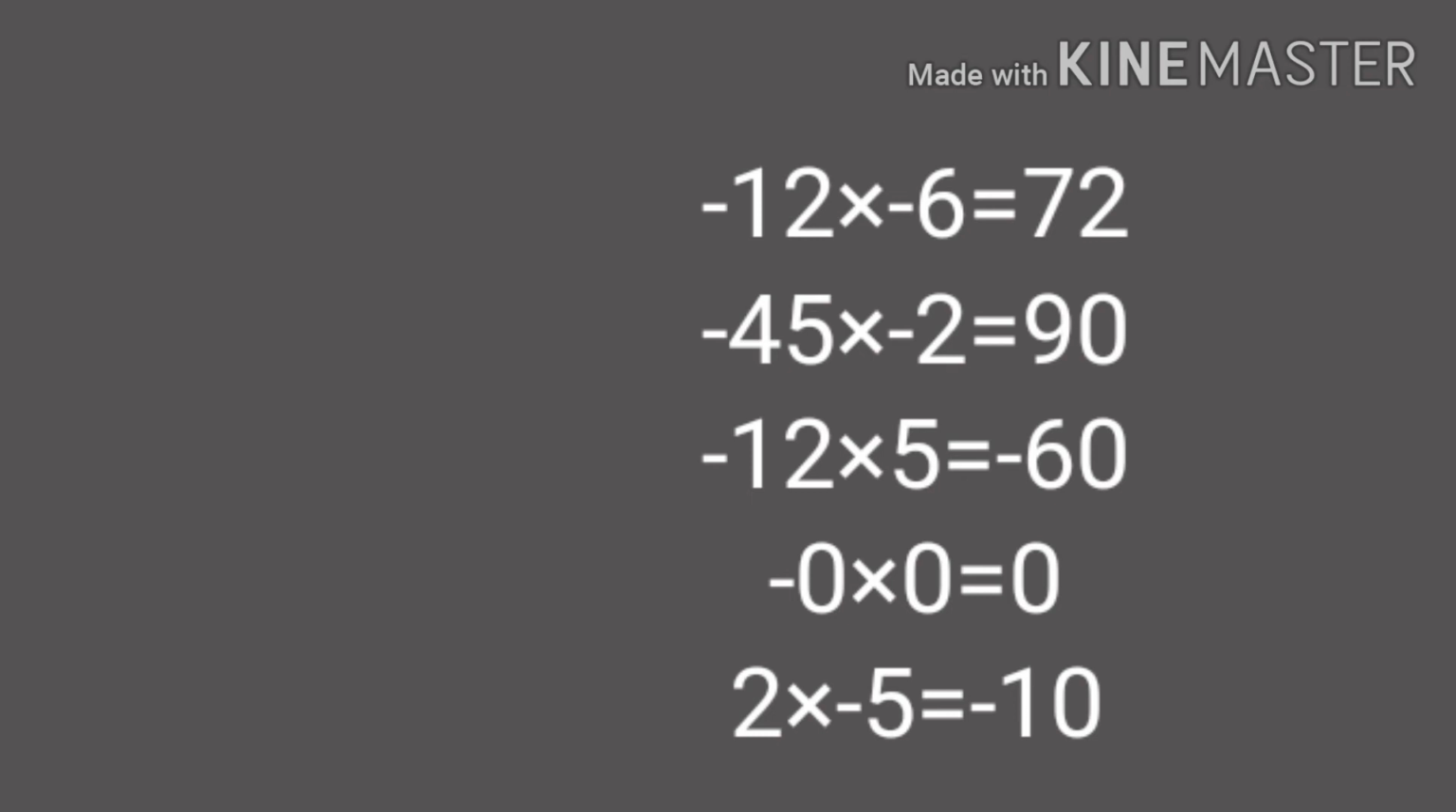-45 multiply 2 is equal to -90. Then -12 multiply 5 is equal to -60. Then -0 multiply 0 is equal to 0. So these are integer multiplying examples you have to write down in your notebook. Okay.